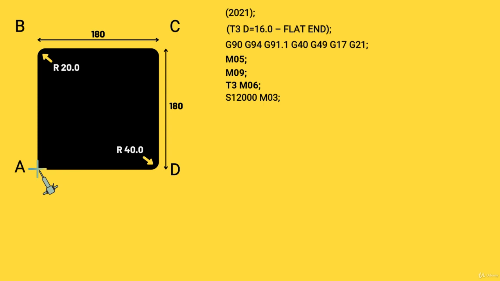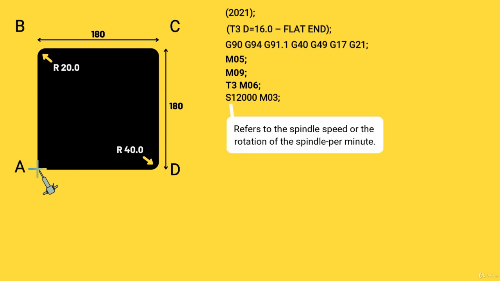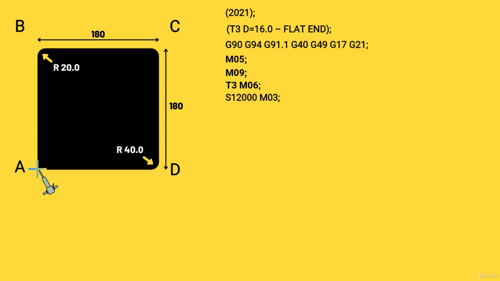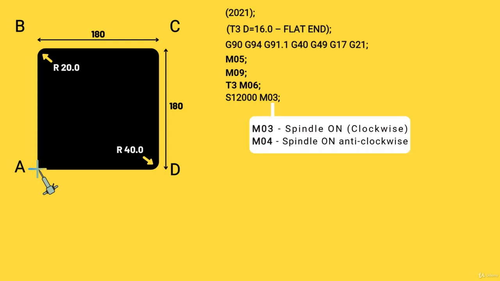In the next line of code, we have an S value. S value normally refers to the spindle speed, or the rotation of the spindle per minute. We have selected a spindle speed of 12,000 RPM for the sake of this exercise. Now, the M code M03 tells the machine to turn the spindle on in a clockwise direction. If we want an anti-clockwise direction of rotation of the spindle, we can use M04 as well.